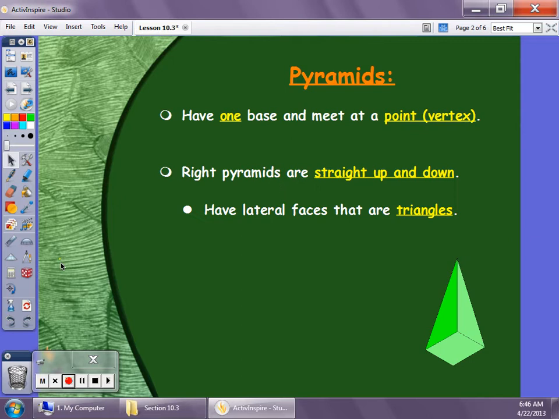Pyramids have only one base and meet at a point at the top of the figure called a vertex. Right pyramids go straight up and down, and unlike prisms, pyramids have lateral faces that are triangles.